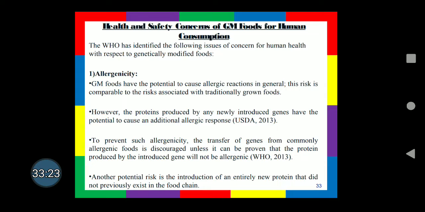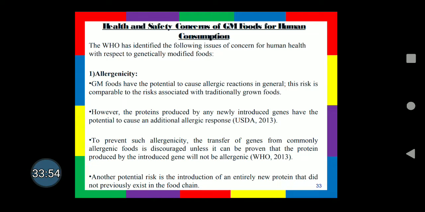food. First one is allergic properties, called allergenicity. The GM food has the potential to cause allergic reactions. It is a greater risk of health associated with traditionally grown foods. However, the proteins produced by any newly introduced gene have the potential to cause additional allergic responses.